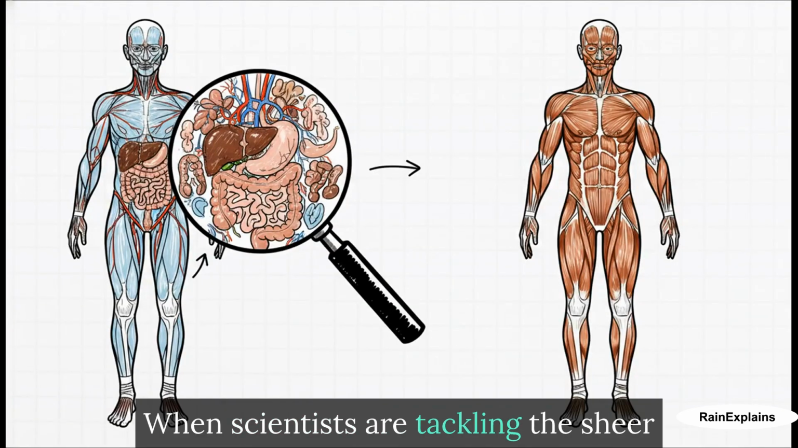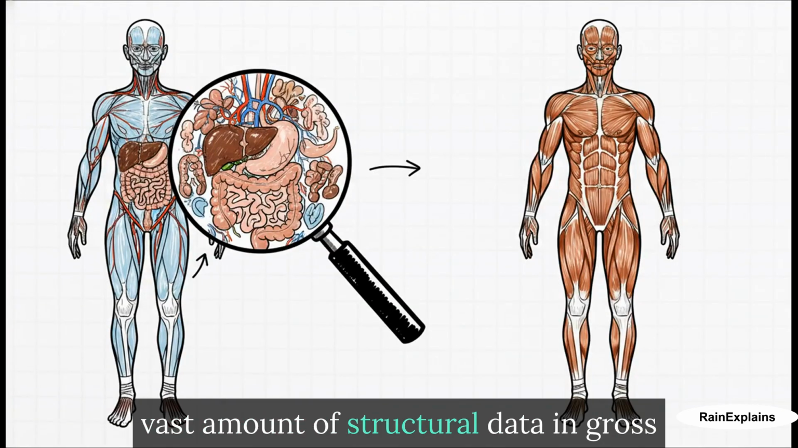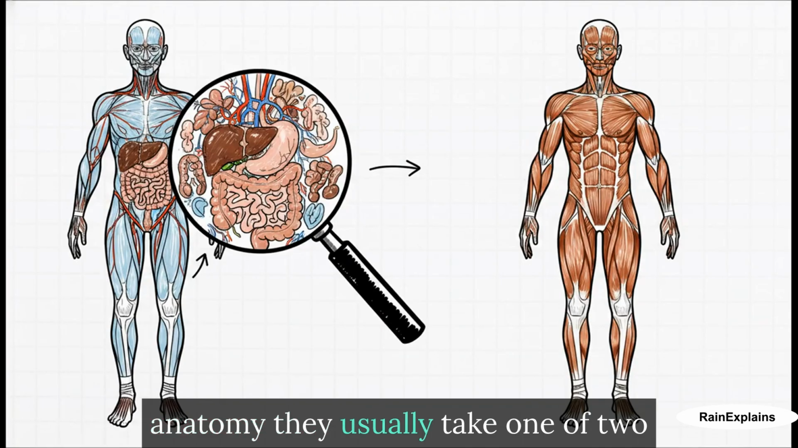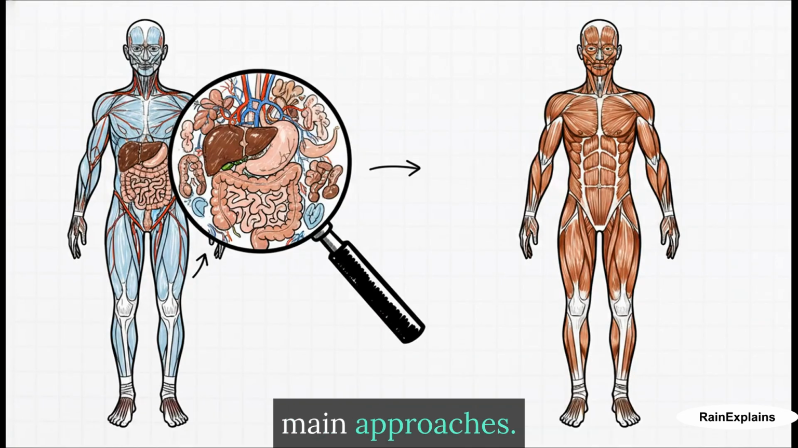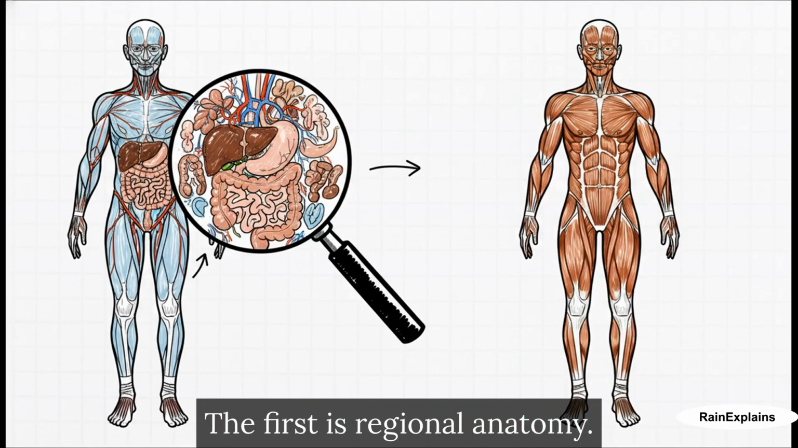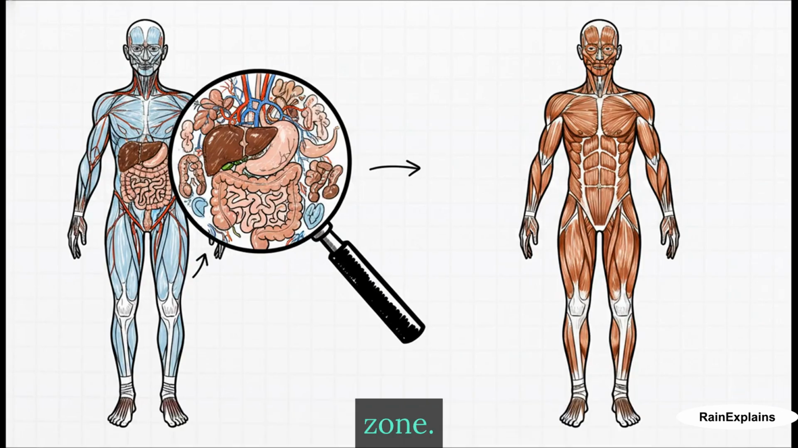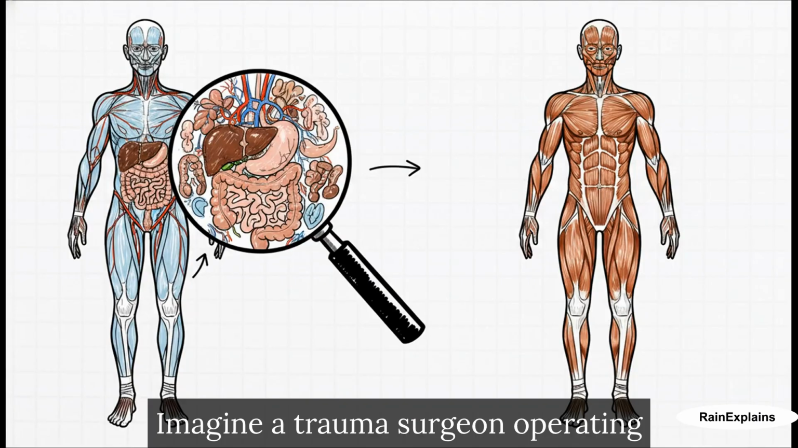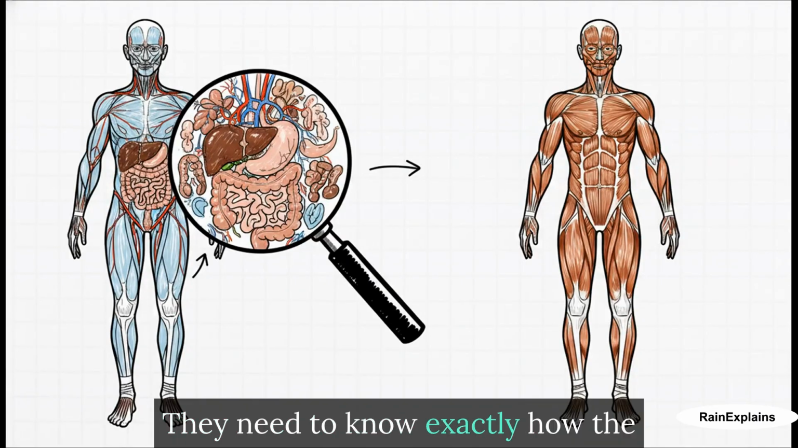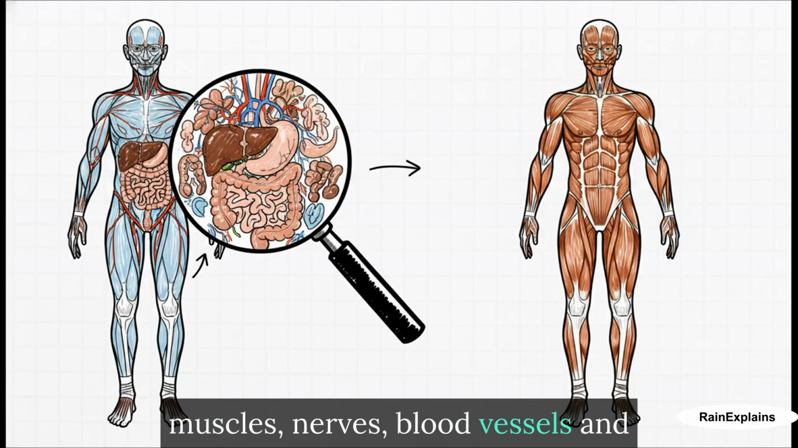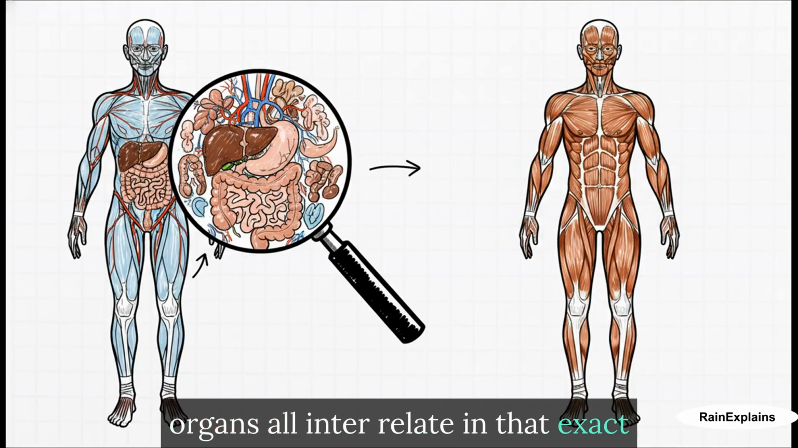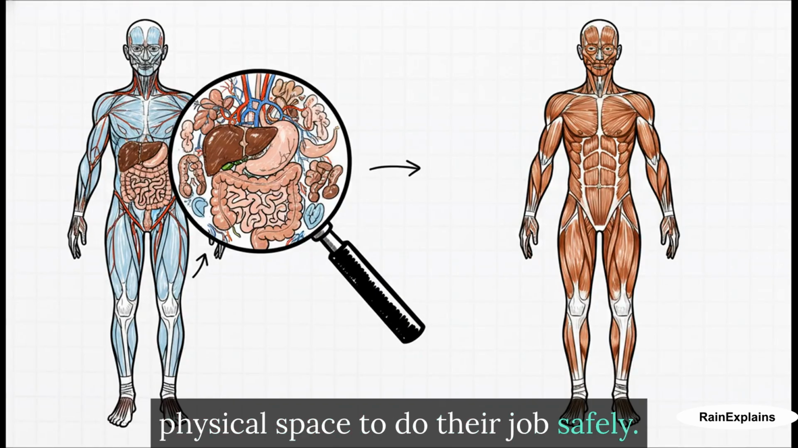When scientists are tackling the sheer vast amount of structural data in gross anatomy, they usually take one of two main approaches. The first is regional anatomy. This is where you look at absolutely everything packed into one specific zone. Imagine a trauma surgeon operating on the abdomen. They need to know exactly how the muscles, nerves, blood vessels, and organs all interrelate in that exact physical space to do their job safely.